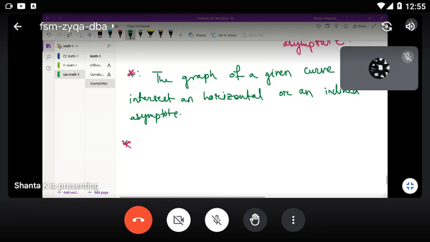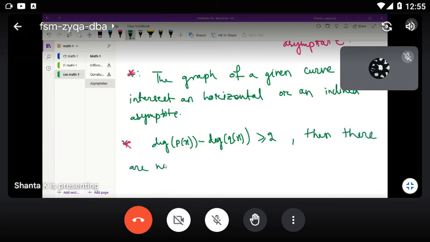And the difference of degree of p(x) minus degree of q(x), if it is greater than or equal to 2, then there are no horizontal or inclined asymptotes. This is one easy thing you can understand. Then there are no horizontal or inclined asymptotes.